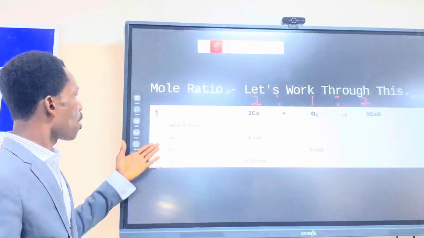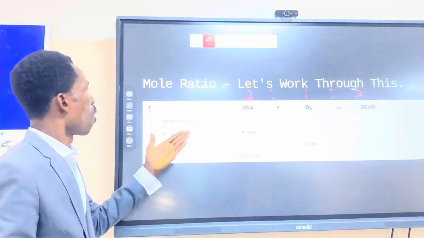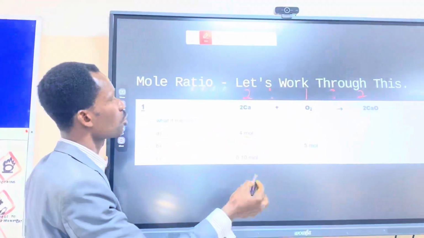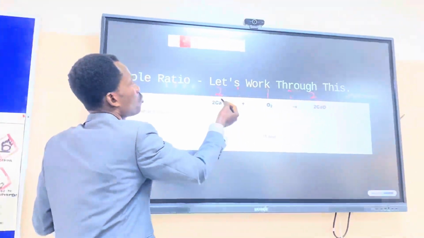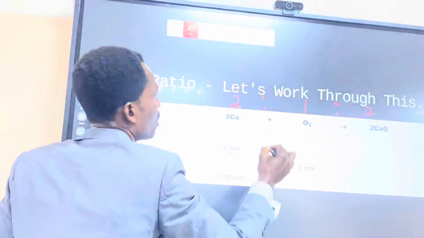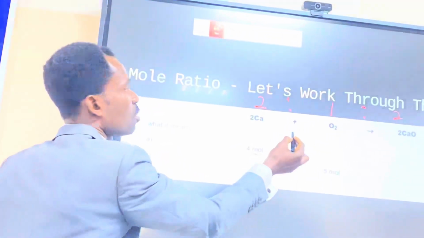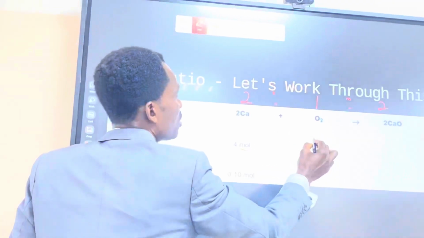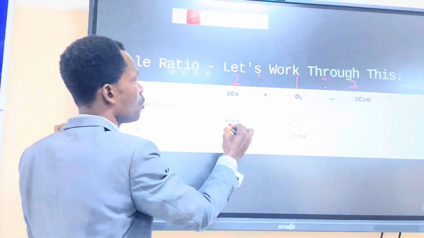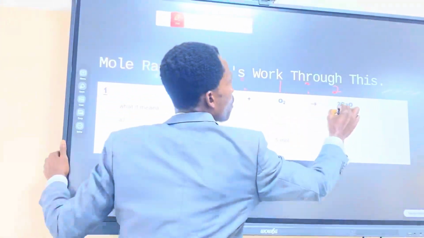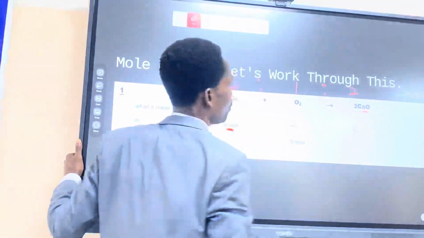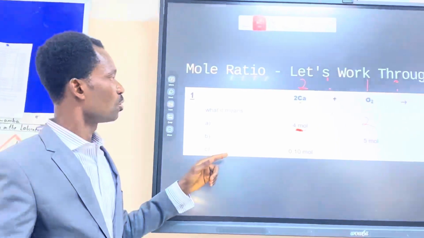Is that okay? Now, what if you don't have 2 of calcium? You have 4 of calcium. How much oxygen would you need? If 2 will give me 1 of oxygen, 4 will definitely give me what? Obviously, you are going to divide by 2. So this is going to give you 2. Is that understood? So if 4 of calcium will give you 4 of calcium oxide, then 4 will also give you that. I hope that is understood.